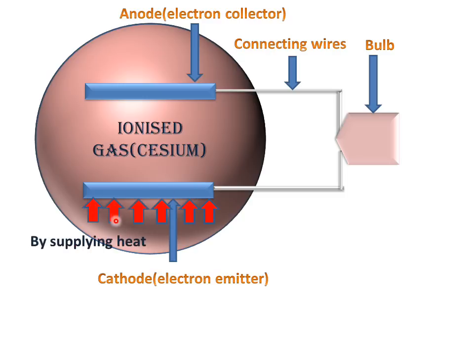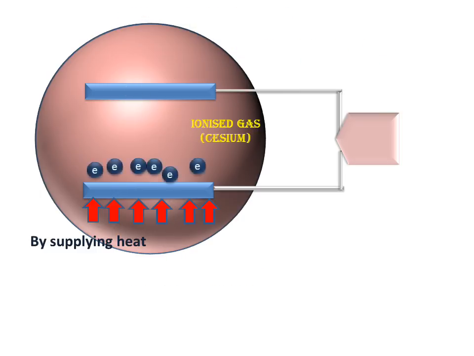Now what happens when we supply heat to the cathode? When we supply heat to the cathode, the cathode will liberate electrons, and the ionized gas cesium will help them transfer from the cathode to the anode, and the electrons will reach the anode.